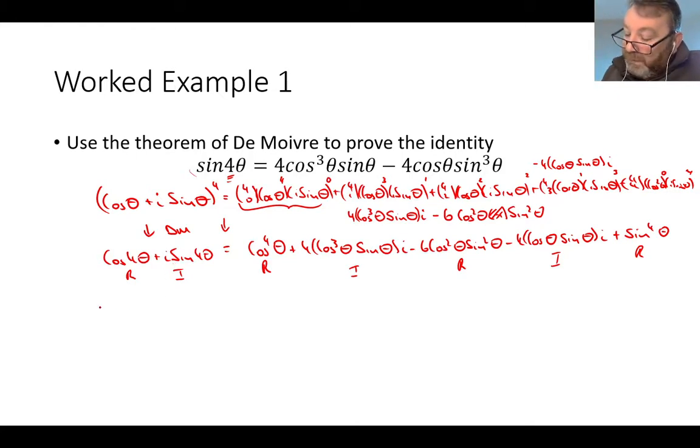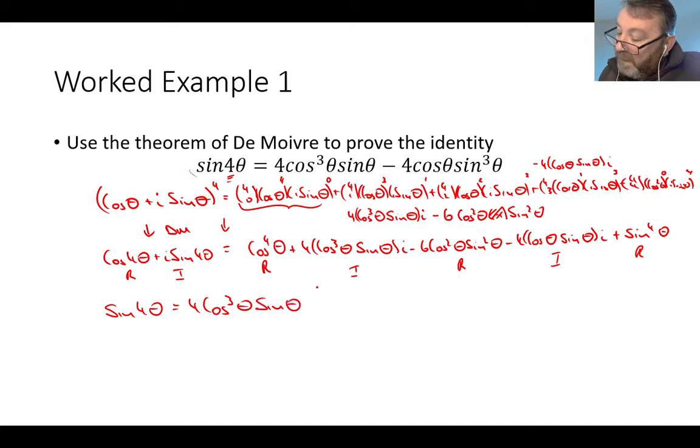So therefore, let's equate all the imaginaries. Sine 4 theta equals, what's the next imaginary? 4 cos cubed theta sine theta. And what's the next imaginary? Minus 4 cos theta sine cubed theta. Should be cubed in there. And that's it. Now, does that match my answer? Sine 4 theta, yes. 4 cos cubed theta sine theta, yep. And minus 4 cos theta sine cubed theta. That's exactly the answer that we were looking for.